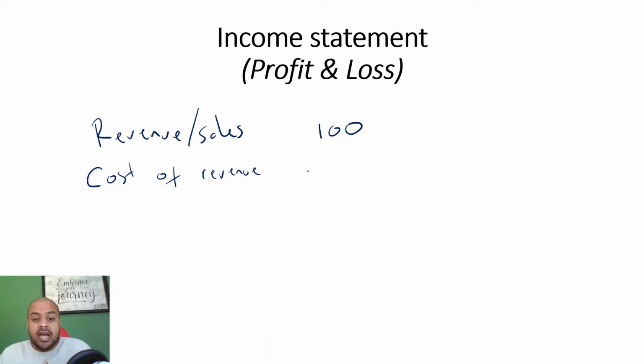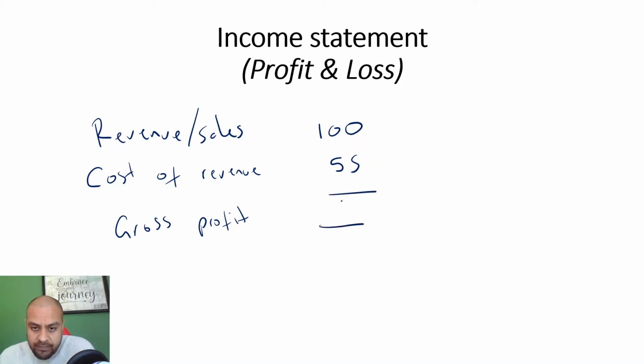These are costs directly related to your revenue. So in our example, the cost of revenue making the lemonade is going to be the lemons, the sugar, the water, direct cost associated to that. So let's say that's 55. That means our gross profit is going to be our revenue minus the cost of revenue. And remember, these have to be direct costs related to the revenue. So it leaves us with a profit of 45.